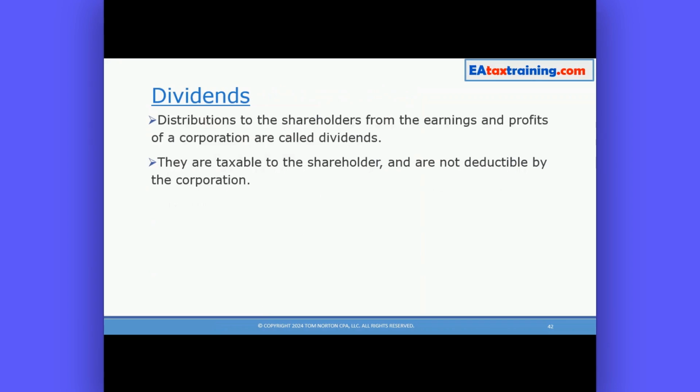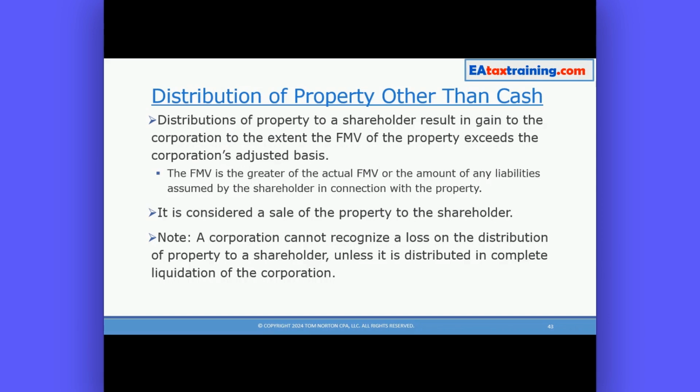Dividends. So another way the corporation can transfer cash or other property to a shareholder is through a dividend. So distributions to the shareholders from earnings and profits are called dividends. They are taxable to the shareholder and not deductible by the corporation, as we have already said. You can have distributions of property other than cash as a dividend. So distributions of property to a shareholder results in gain to the corporation to the extent the fair market value of the property exceeds the corporation's adjusted basis.